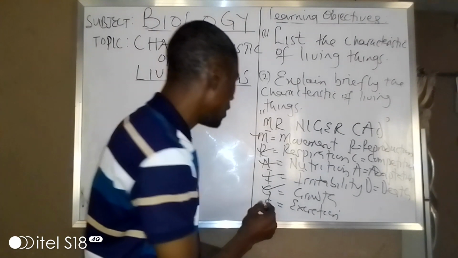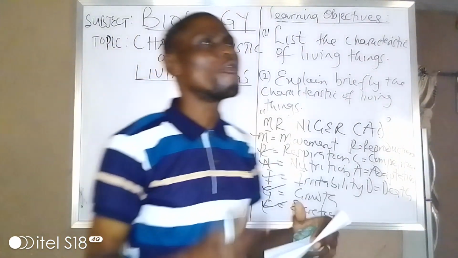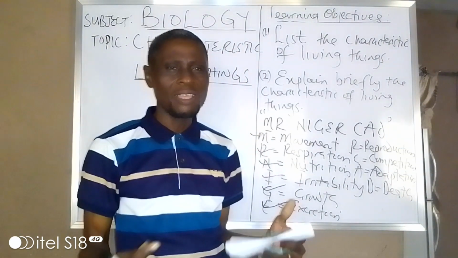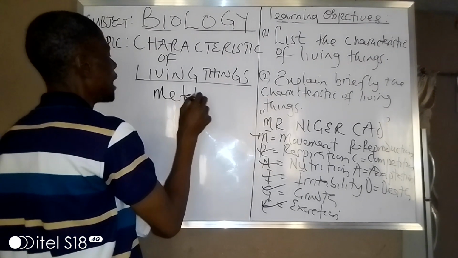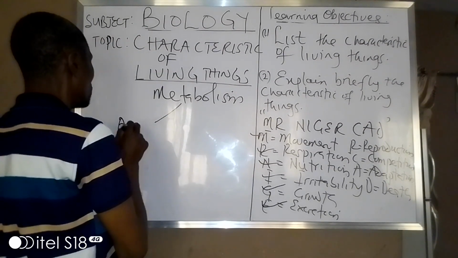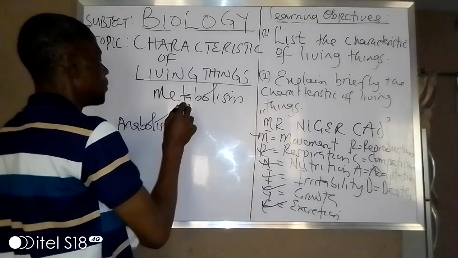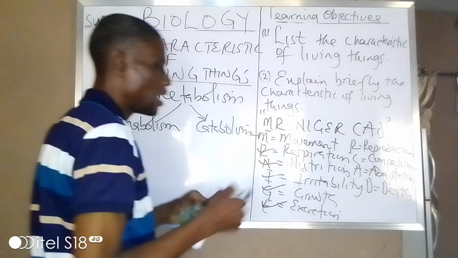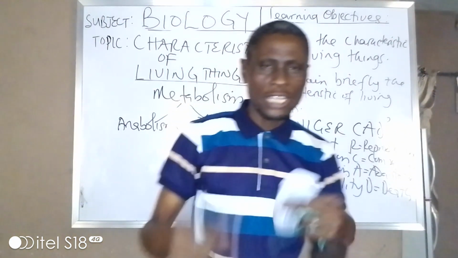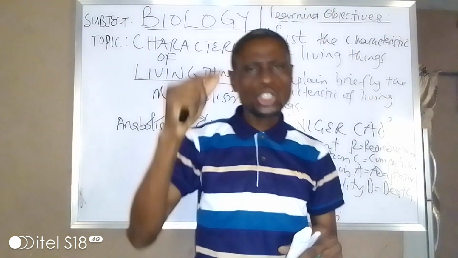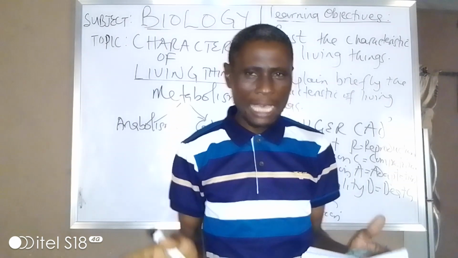Okay. And the next one you call excretion, which I call removal of waste products of metabolism. What is metabolism? Metabolism has to do with catabolism and anabolism. Anabolism is building up, and then catabolism is breaking down. So all these activities, either catabolism or anabolism, at the end of the day, food is being broken down and the waste products are being removed. So excretion is another topic for another day.